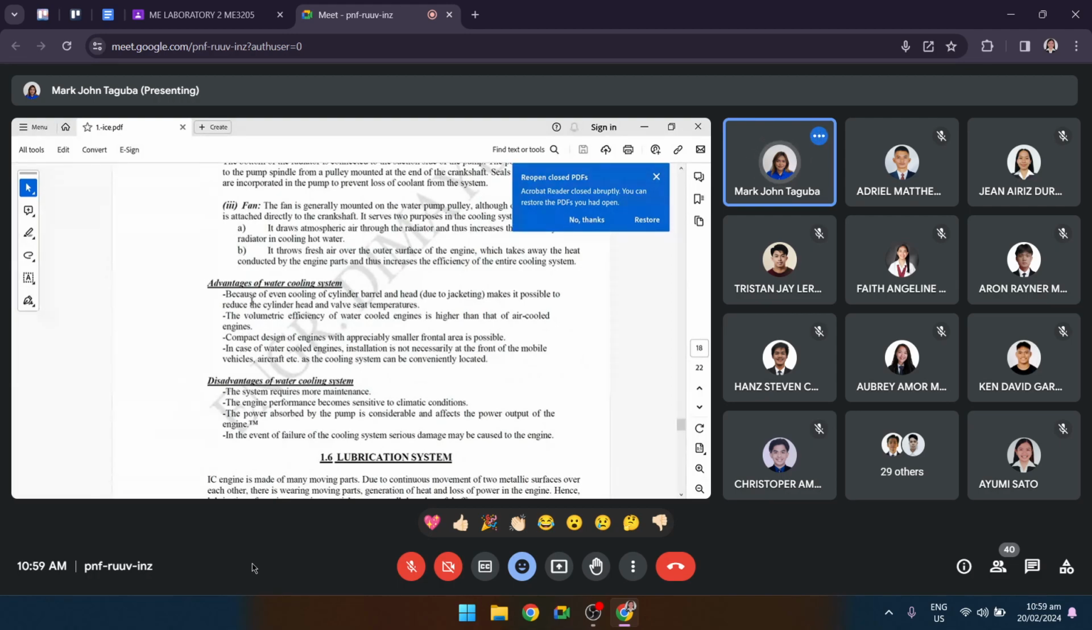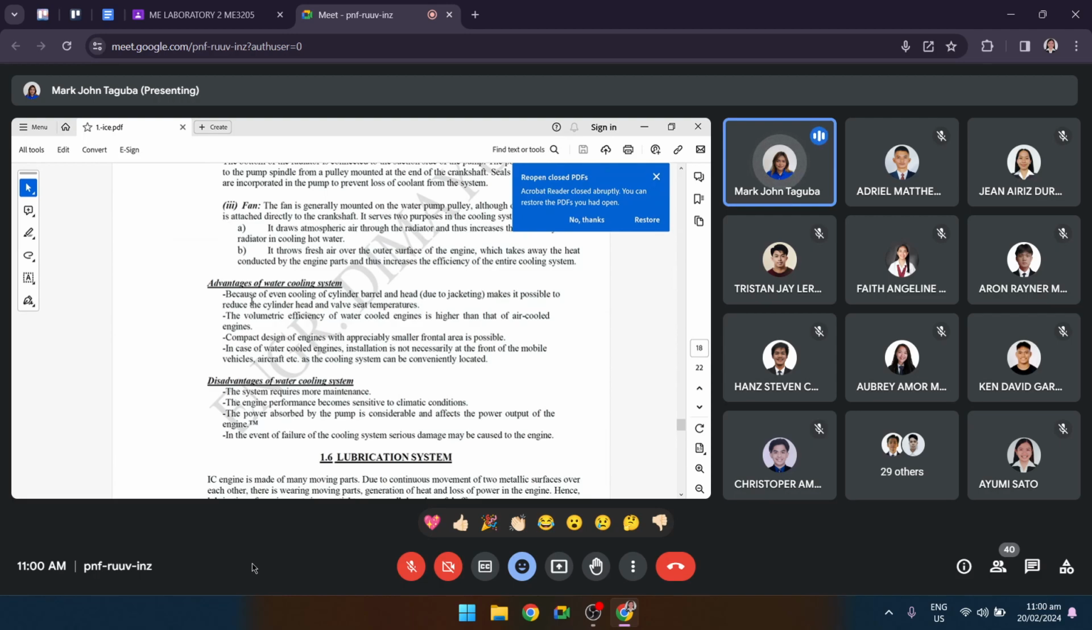So for its advantage, because of the even cooling of cylinder barrel and head, due to the jacketing, it is possible to reduce the cylinder head and valve seat temperature. And then we also have the volumetric efficiency of water-cooled engine is higher than that of air-cooled engines. And then compact design of engines with appreciably smaller frontal area is possible. And in case of water-cooled engines, installation is not necessarily at the front of the mobile vehicles, aircraft, etc. as the cooling system can be conveniently located.